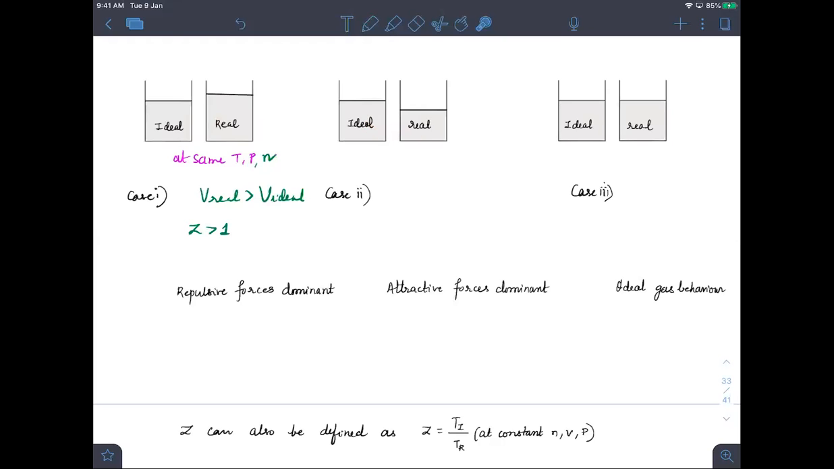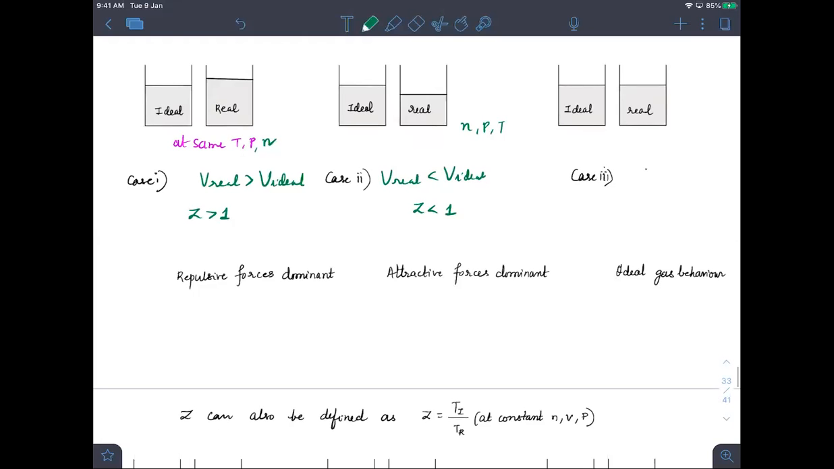Now in the second case, you can see that real gas volume is less than the ideal gas volume for the same number of moles, pressure and temperature, and Z value is less than 1, which means attractive forces are dominant here. Last case, V real is the same as V ideal, which is Z equal to 1, and the real gas is behaving like an ideal gas. So this is the important relation which you will get from compressibility factor: if Z is greater than 1, repulsive forces are dominant. If Z is less than 1, attractive forces are dominant. If Z is equal to 1, ideal gas behavior.